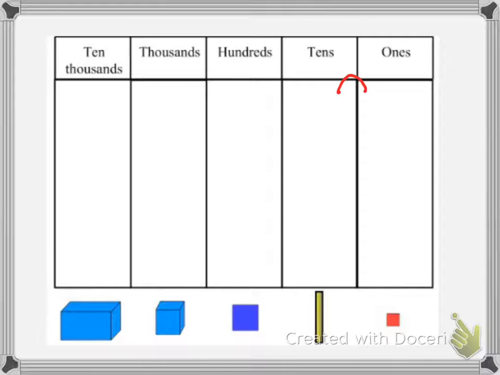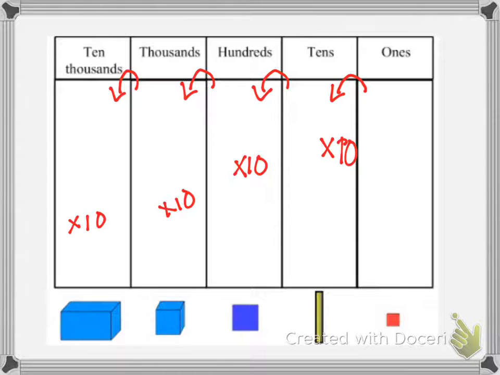Every time that we move up in each column in our place value chart, this is being multiplied by 10. You're multiplying each of these by 10 in order to move up.